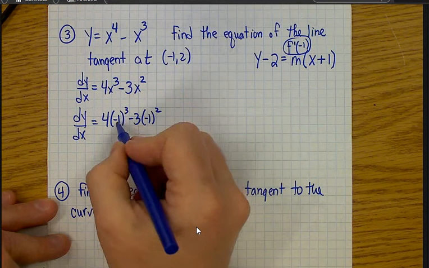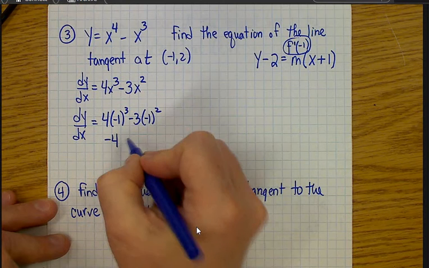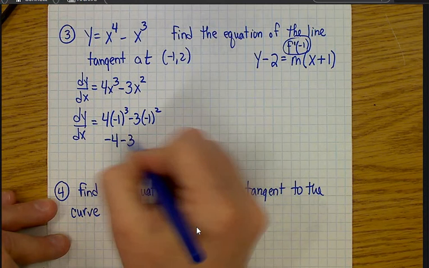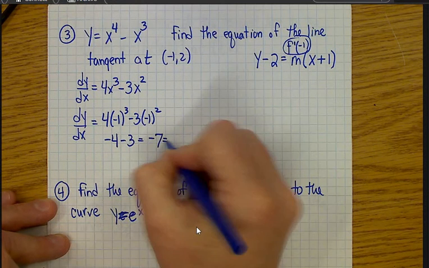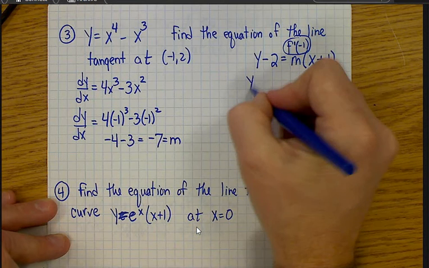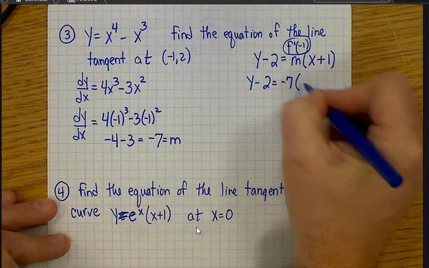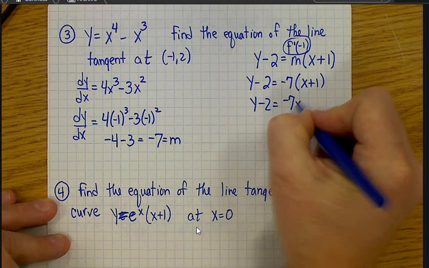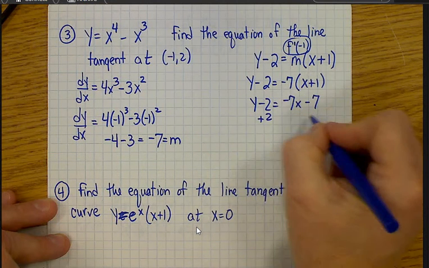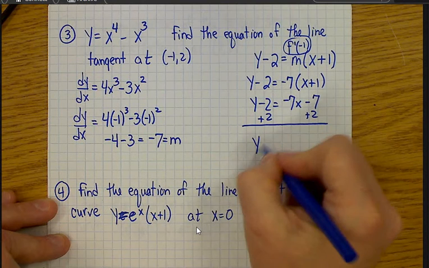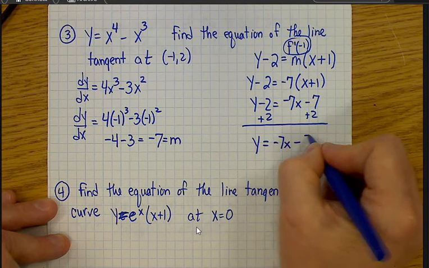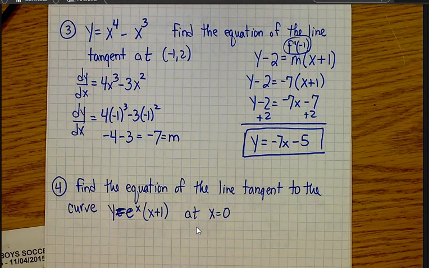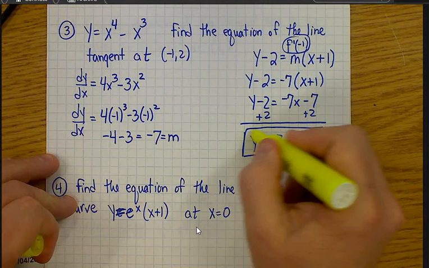So negative 1 cubed is negative 1 times 4, that's minus 4. A negative 1 squared is a positive 1. A positive 1 times minus 3 is minus 3. So your slope is negative 7. Y minus 2 is equal to negative 7 times x plus 1. Y minus 2 is equal to, distribute now, negative 7x minus 7. Add my 2. And y equals negative 7x minus 5. There's your equation of a line tangent to the curve. Final answer.